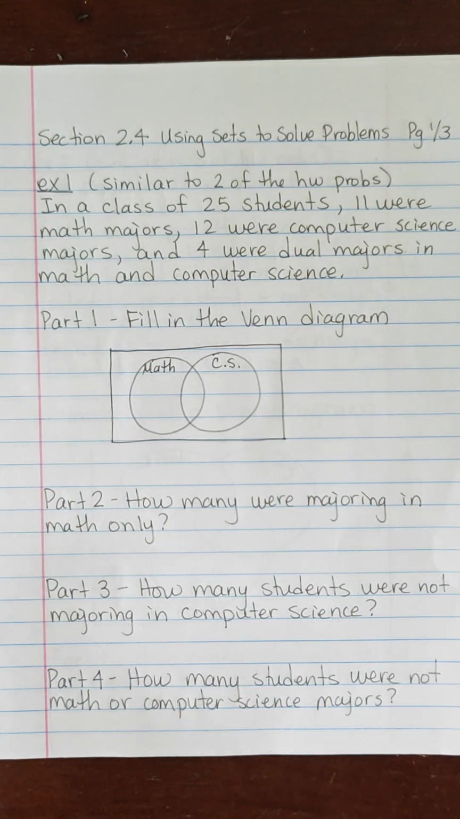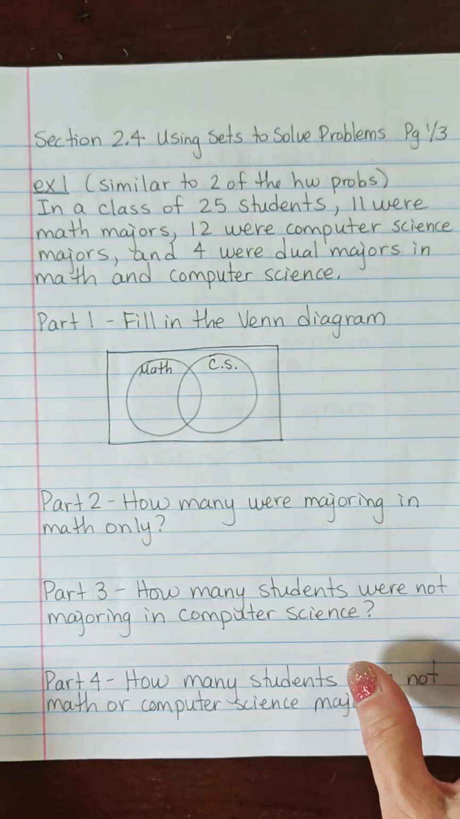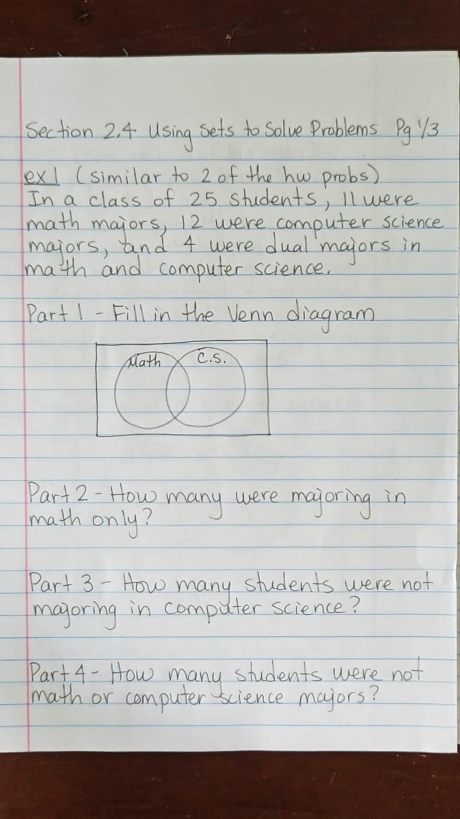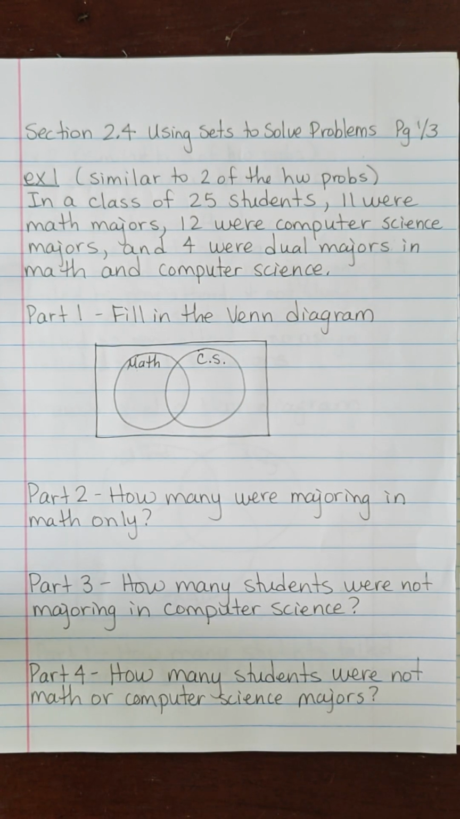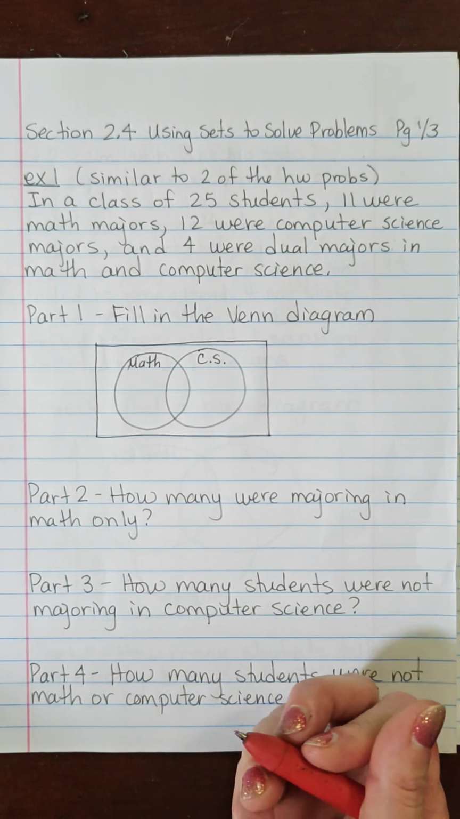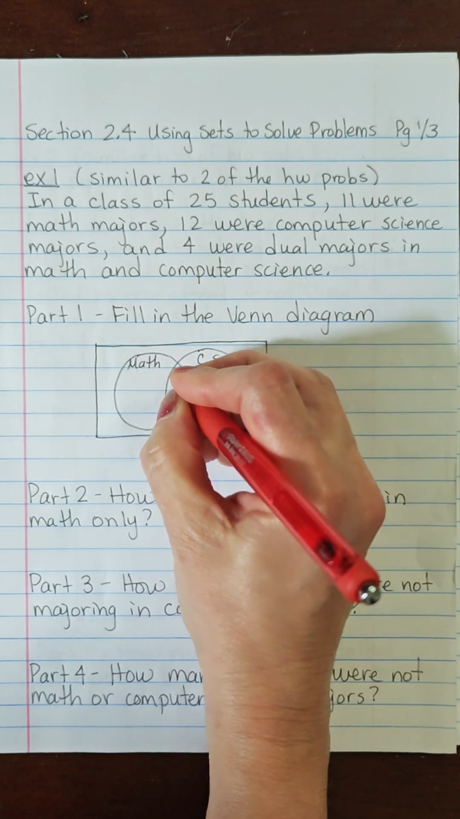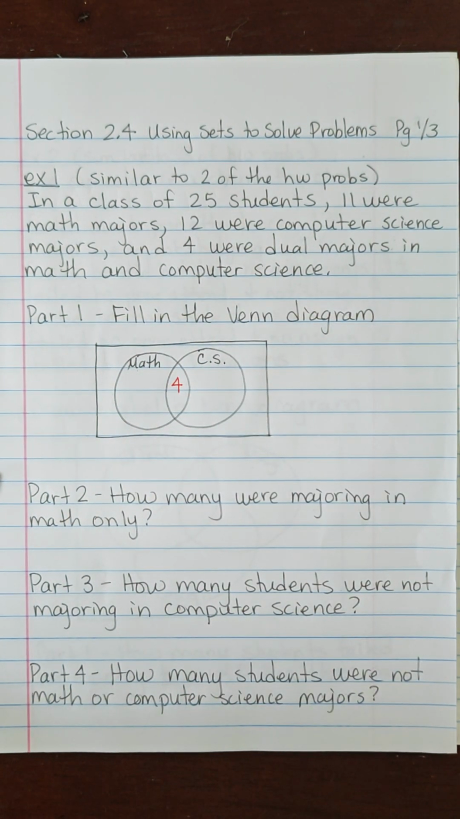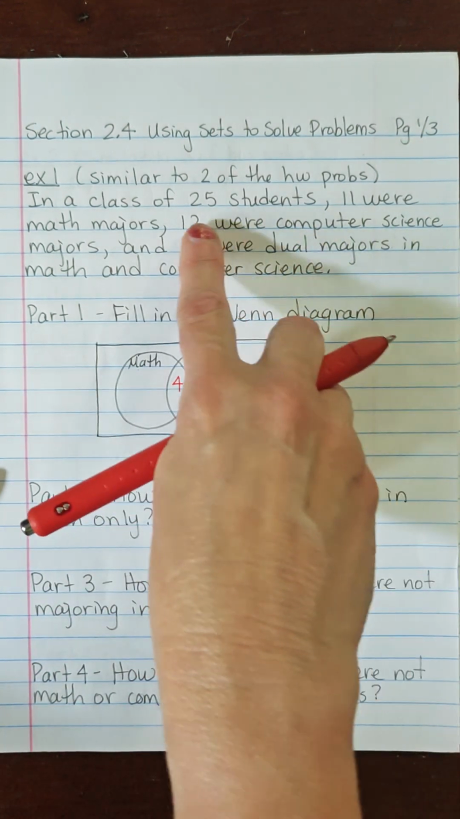So if you ask somebody, hey, are you a computer science major? And they're a dual major, they would have said yes to this question. Because yes, I am majoring in computer science. I just happen to be majoring in math as well. So the best way to go about this is to start in the middle and subtract your way out. Start in the middle. The middle right here is this 4 that are the dual majors. Subtract your way outward. Okay.